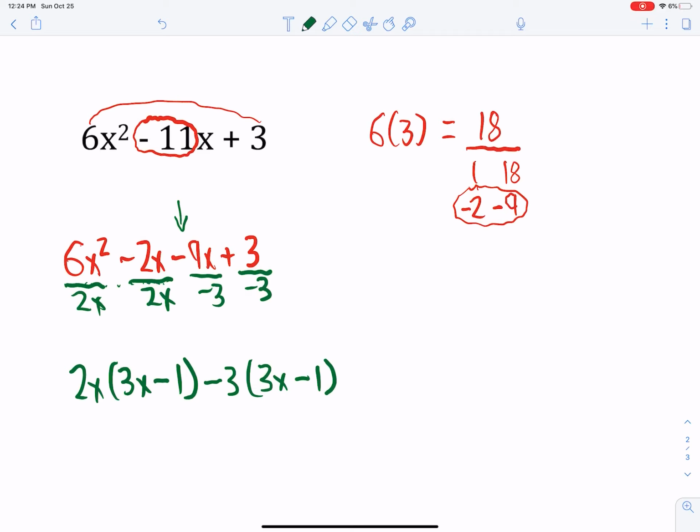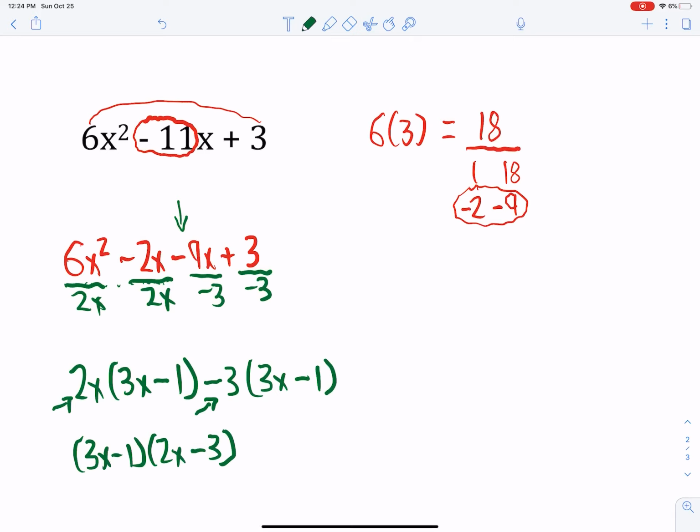And now we can see we've got that 3x minus 1 parentheses in both parts. So we put that at the front. From the first part, we would have a 2x left over. From the last part, we would have minus 3 left over.